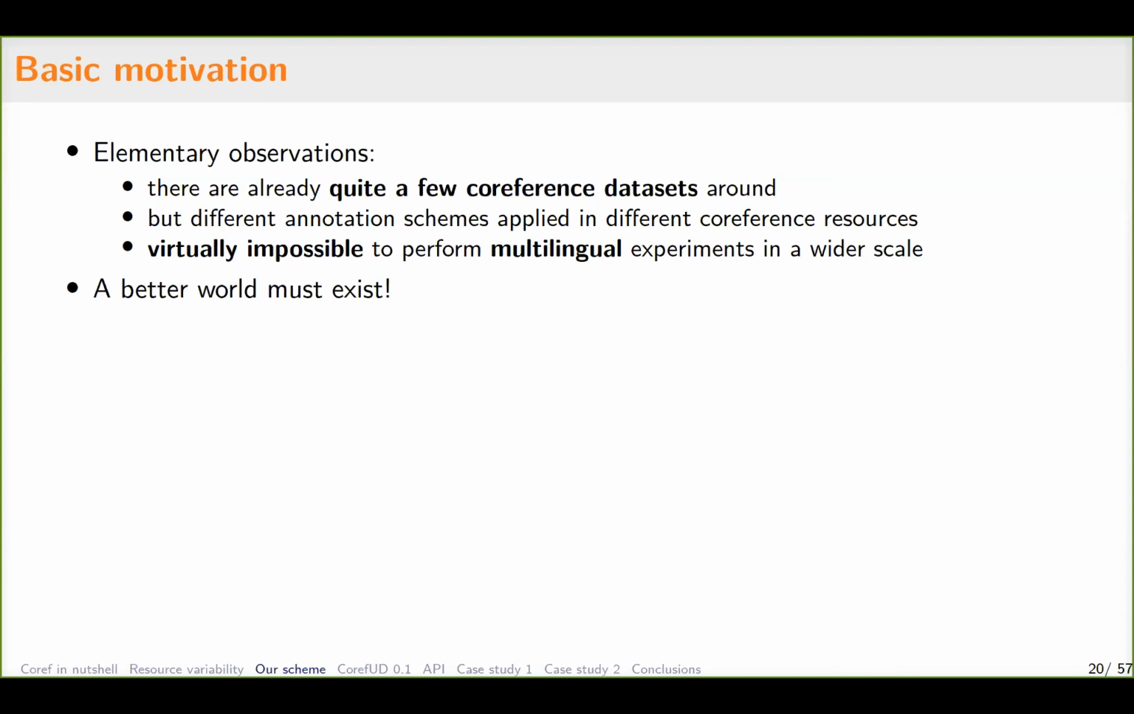If we are lucky, we can do it for Czech and English because there's the Prague Czech-English Dependency Treebank, but maybe we could find up to 5 other parallel resources for coreference, but that's it basically. So in spite of the fact that huge annotation efforts have been invested into the resources, we can't really exploit them in a multilingual way.